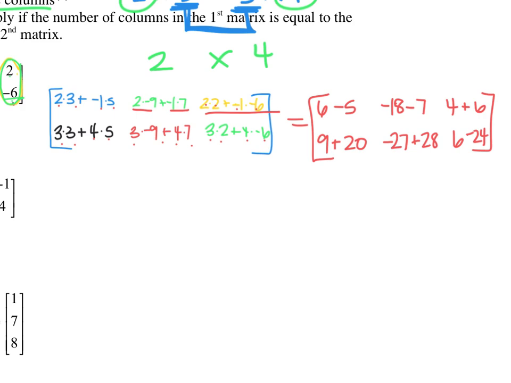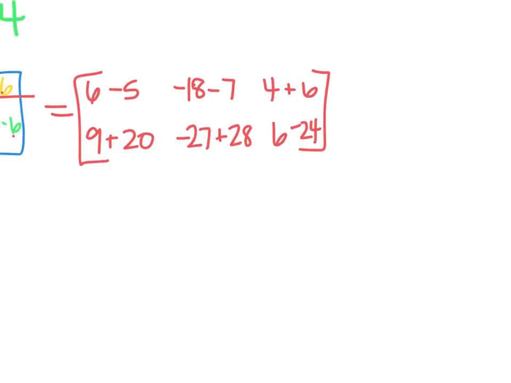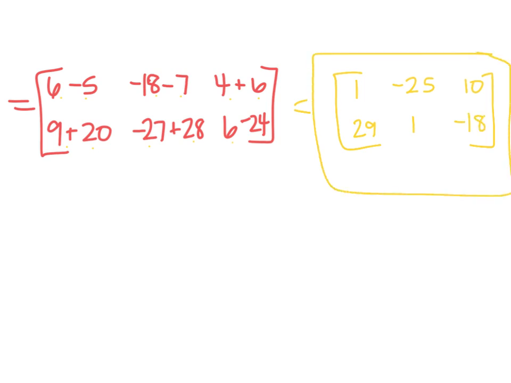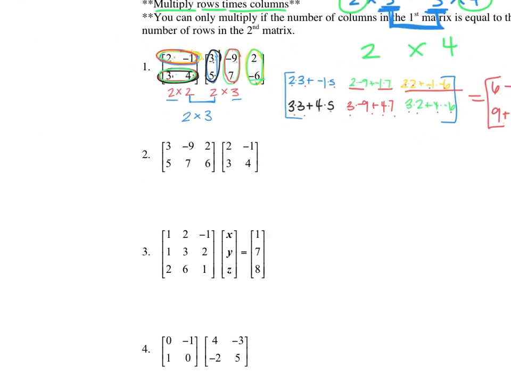All right, now that I've done that, I can go ahead and combine those and get my final answer. So 6 minus 5 is 1, negative 18 minus 7 is negative 25. 4 plus 6 is going to give me 10. 9 plus 20 is 29. Negative 27 plus 28 is positive 1. And then 6 minus 24 is negative 18. So this is my resulting matrix. Notice it is a 2 by 3.